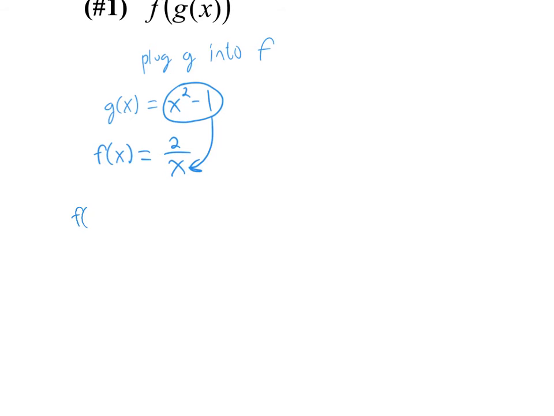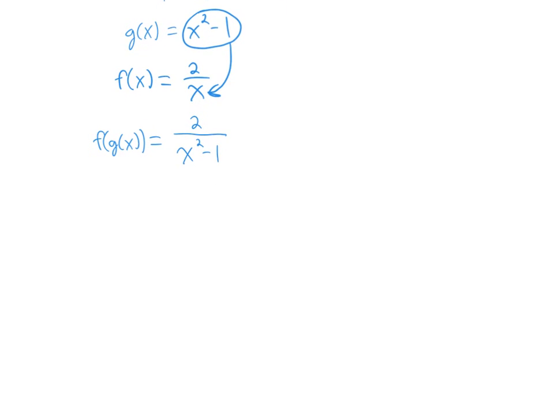So f of g of x is going to equal 2 over, instead of x, we're going to plug in x squared minus 1. Okay? And that's f of g of x. That's as far as we can go. We can't simplify that. I guess what you could do is write this as 2 over x plus 1 times x minus 1, right? That's how you would factor a difference of squares. You could write it like that if you wanted to as well.